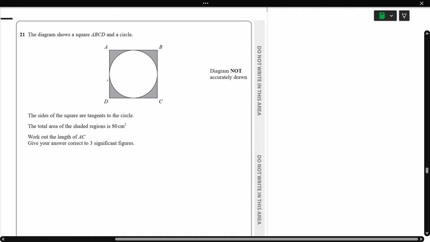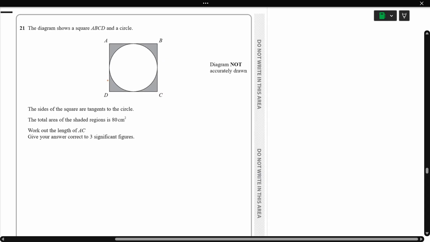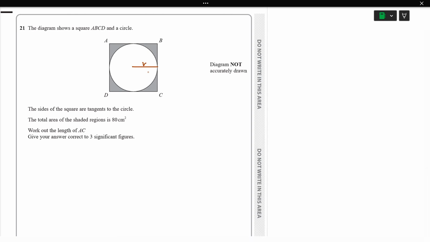The diagram shows a square ABCD and a circle. The sides of the square are tangent to the circle. The total area of the shaded region is 80 centimeters square. Work out the total length of AC. So I'll take the center to here, this is a radius. So the side is going to be 2r for us because of the diameter.